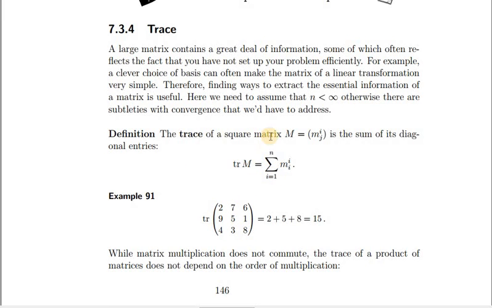The trace can only be defined for a square matrix. All right, so in this case, the sum of the diagonal entries, 2 plus 5 plus 8, gives us 15.